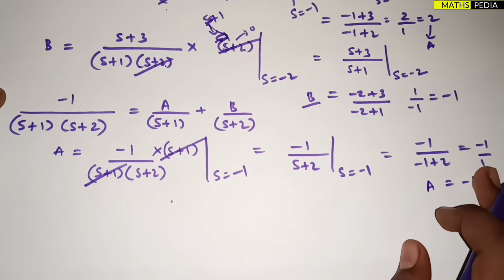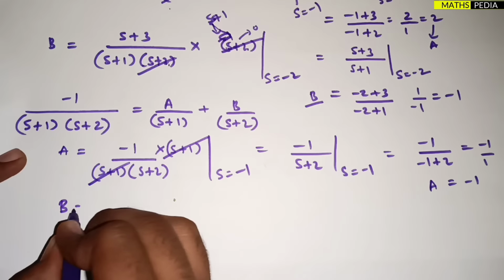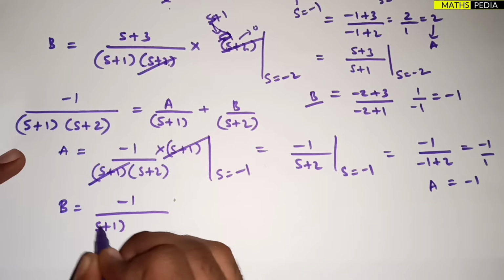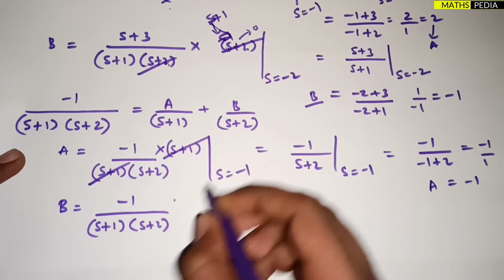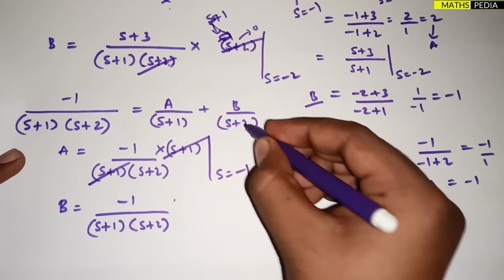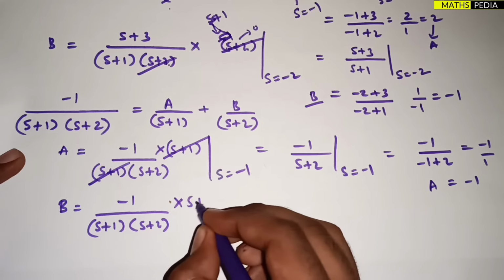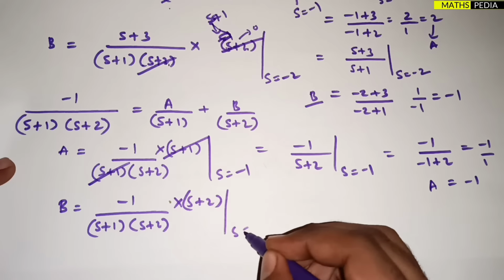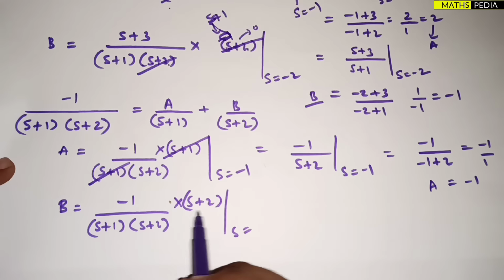Again the same procedure. So b value equals minus 1 by (s plus 1) into (s plus 2). Whatever is there in the denominator, just multiply over here. So into (s plus 2). See the difference. Try to see the difference. Okay. Now substituting s value, I have to make this term as 0. So minus 2 you have to substitute. S plus 2, so minus 2 I have to substitute.